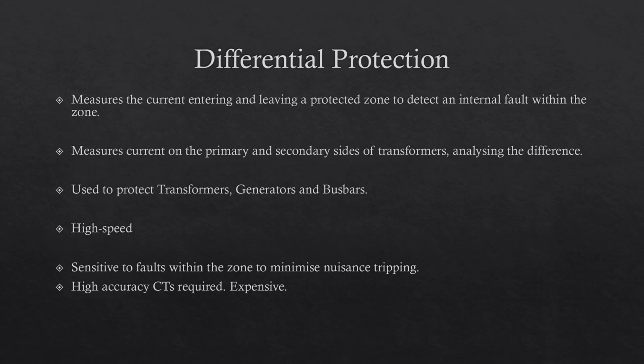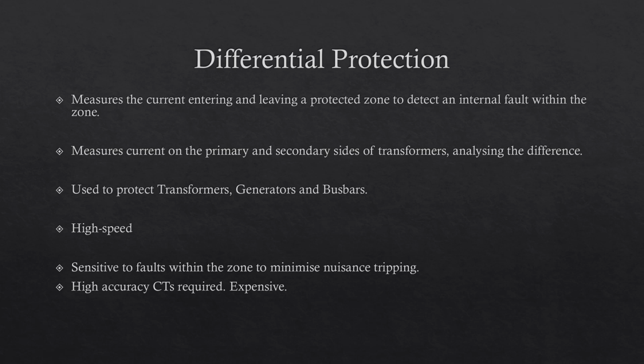Next, we have differential protection. This, again, similar to the restricted earth fault, measures the current entering and leaving a protected zone, and it detects a fault within the zone. Brilliant. We can then say, right, this zone has a fault within it. It works by measuring the current on the primary and secondary side of the transformer, and looking at the difference, and again, it should sum to zero.